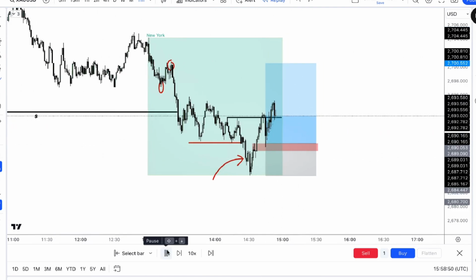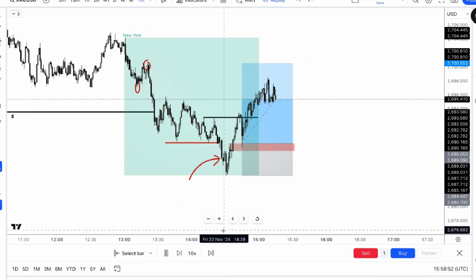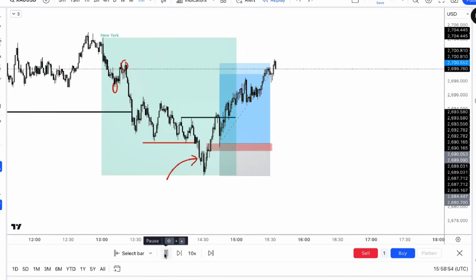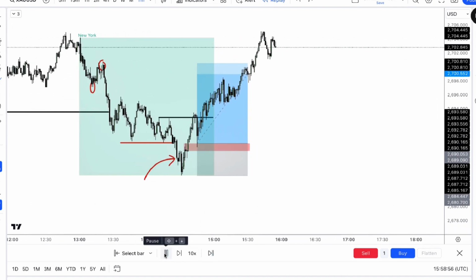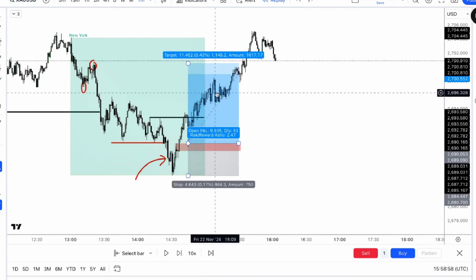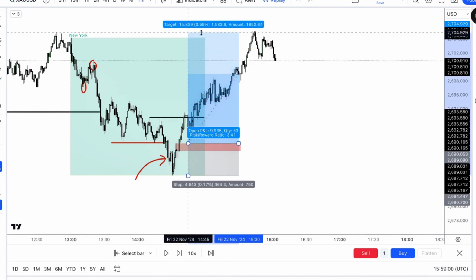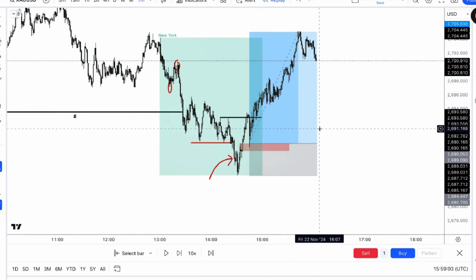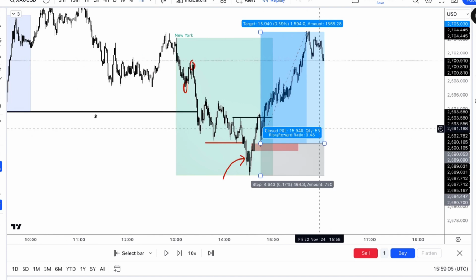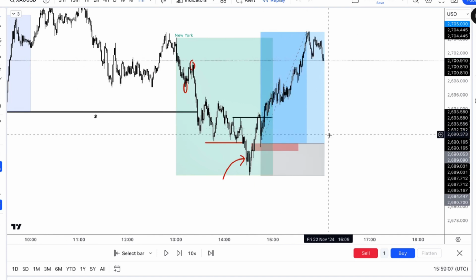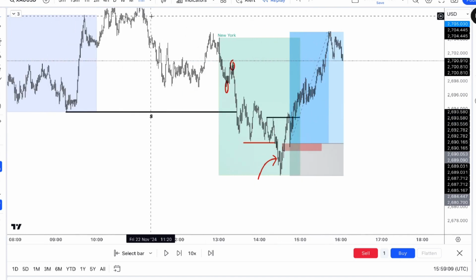So you're triggered in the trade right here. This is during the New York kill zone. And you can see this trade absolutely smashes take profit right here. And this was taken with all members within the exclusive Discord, within the exclusive community. So this is an absolute textbook example.